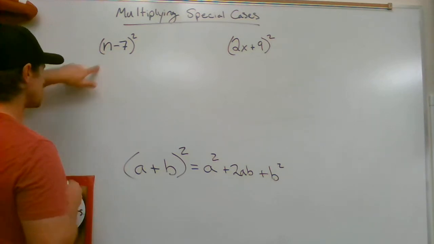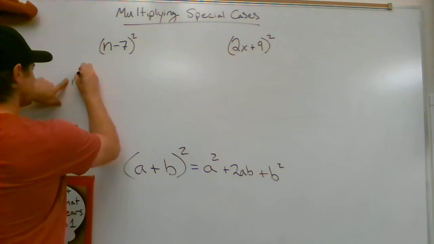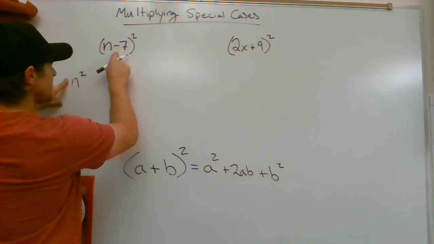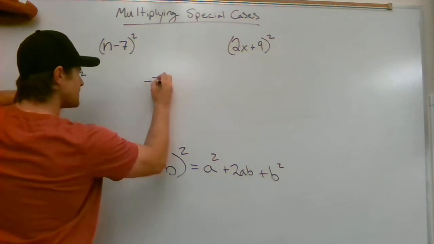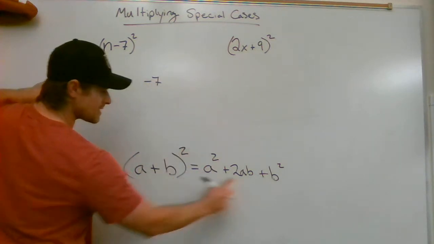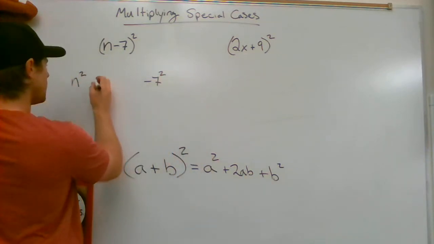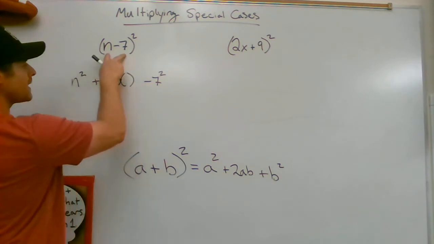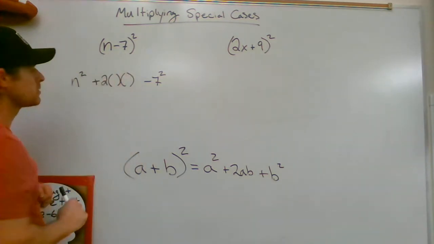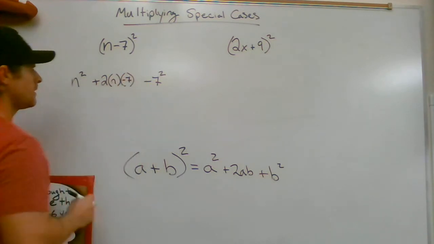I would say my first term is n. All I need to do with my first term is square it. My second term is negative 7. So I'm going to give myself some space, write down negative 7, and all I'm supposed to do with that second term at the end is square it. And then in the middle, I need to say 2 times both of my terms on the inside. So that's 2 times an n times a negative 7.